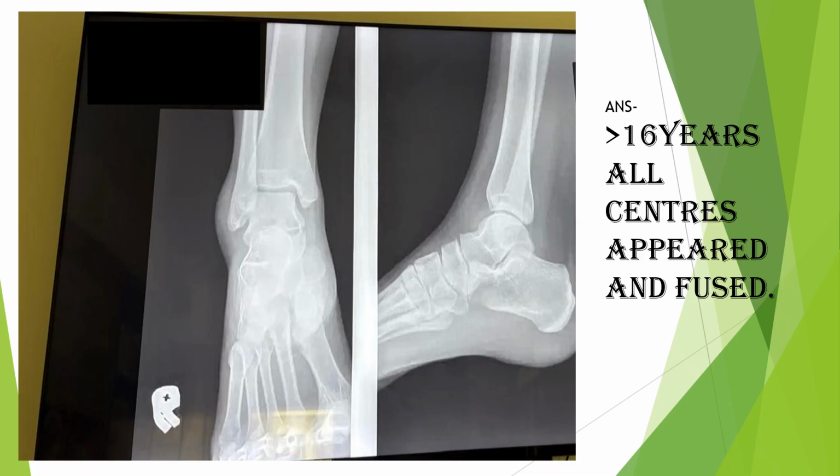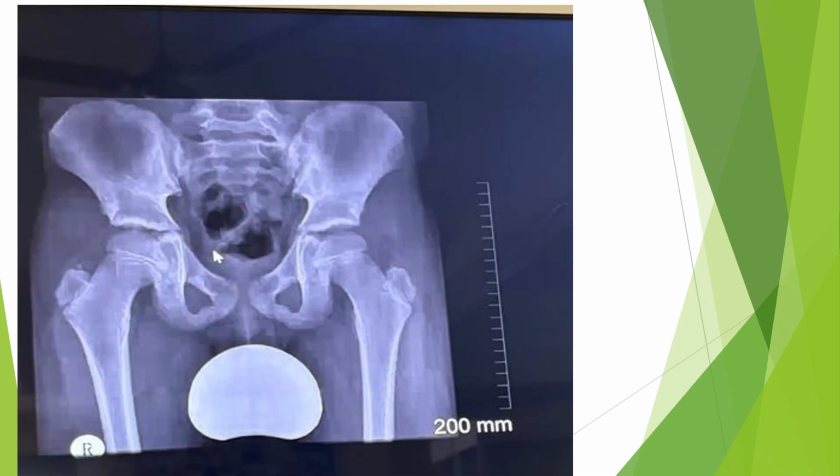In this case, the age will be more than 16, because all the centers have appeared and fused. Now we'll try to find the age for these given X-rays. Here you can see the triradiate cartilage has not fused. Fusion is by 13 to 15 years. So it has not fused, less than 15 years. Okay. Now we have the head of femur that has appeared, not fused. So it is more than 1 year, less than 18 years. The greater trochanter has appeared and not fused. So age will be more than 4 years and less than 18 years.